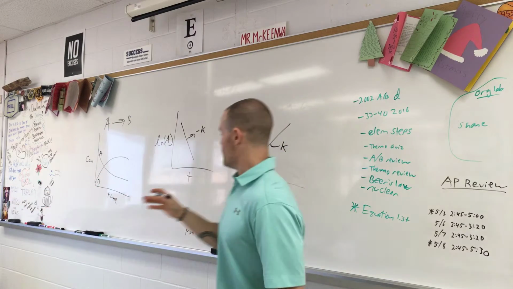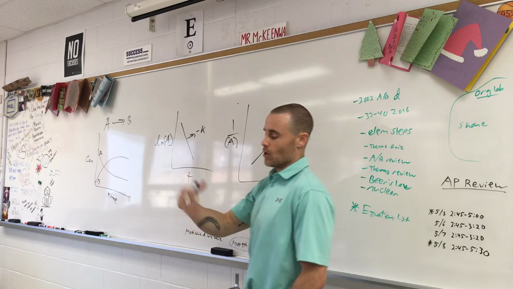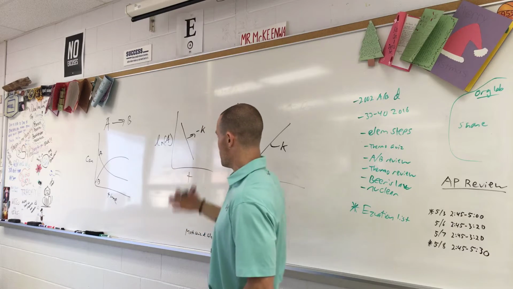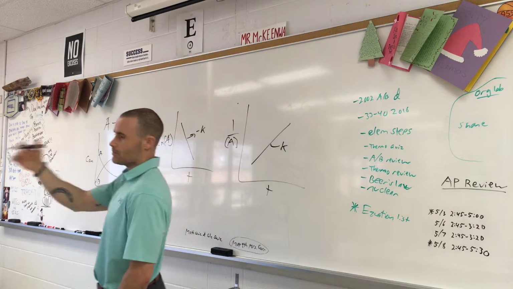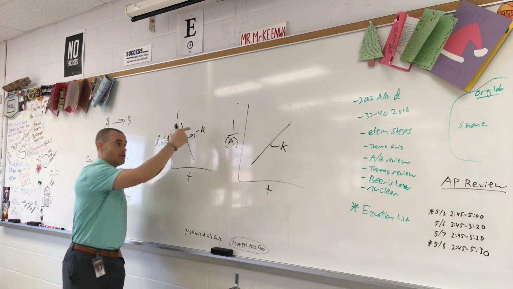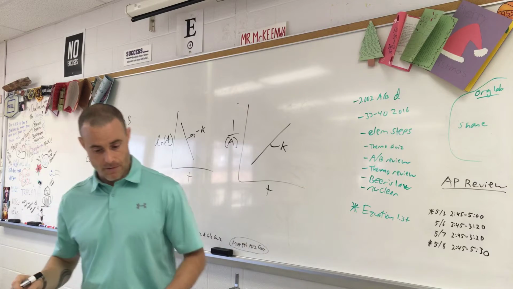I'm trying to give you little tricks, things you can remember that will help trigger your memory. You don't have to just straight up memorize everything. Like the units, those negative ones, the inverse there, add up to the order. The negative on the k means it's a negative slope. Positive means positive.